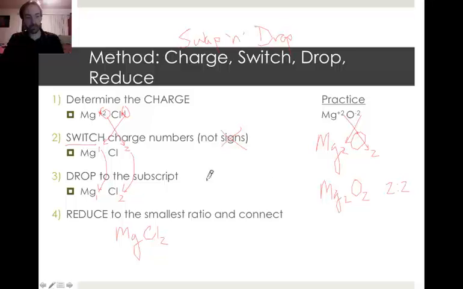That can be reduced. So that's where this 4th step comes in. We reduce it to the smallest ratio. A 2 to 2 can be reduced down to a 1 to 1. So it just simply comes out as MgO.